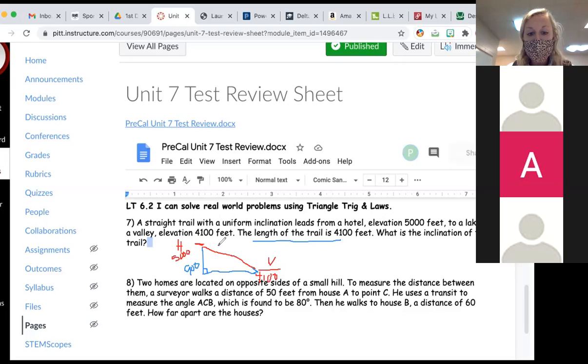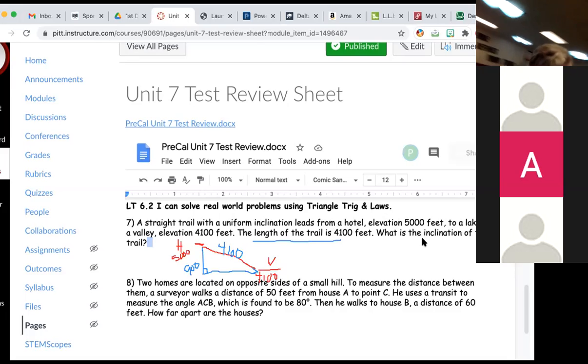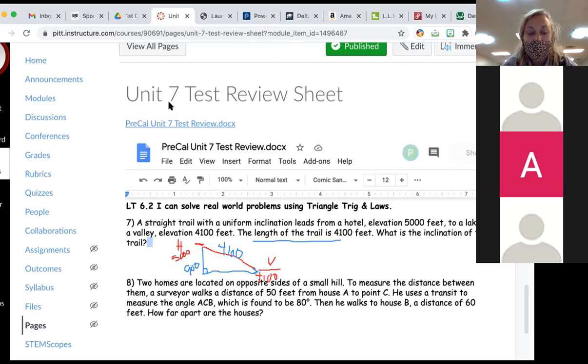And then you guys told me the trail was 4,100 feet long. So this is the distance right here of the actual trail. All right, are y'all okay with this picture? Yes. Okay. I'm gonna move so y'all don't hear that. Sorry. Okay. So what is the inclination of the trail? They want to know the incline. The incline would just be this angle right here. We want to know basically how steep the trail is. So I'm trying to find this angle.